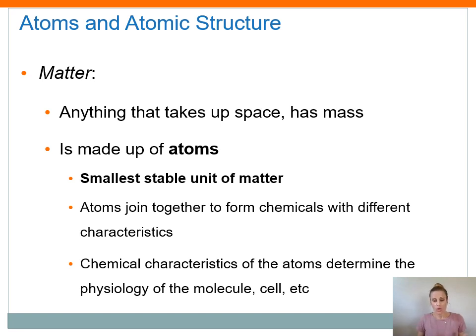So it's important to understand how atoms combine with each other and what types of characteristics they have, because that influences how they behave in our body. The chemical characteristics of the atoms that are present in our cells are going to determine the physiology of that cell or that molecule. So they are important for us to learn. It's a little cumbersome, a little challenging typically for students to get through this chapter, but we're going to learn extremely important concepts in this chapter.